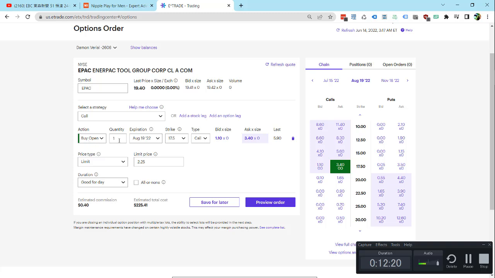Buy to open, put in your quantity, put in your expiration date, put in your strike price, make sure it's a call option, not a put option, and then based on how liquid and how large the spread between the bid and the ask are, either select market or limit, and then just go through with your trade.